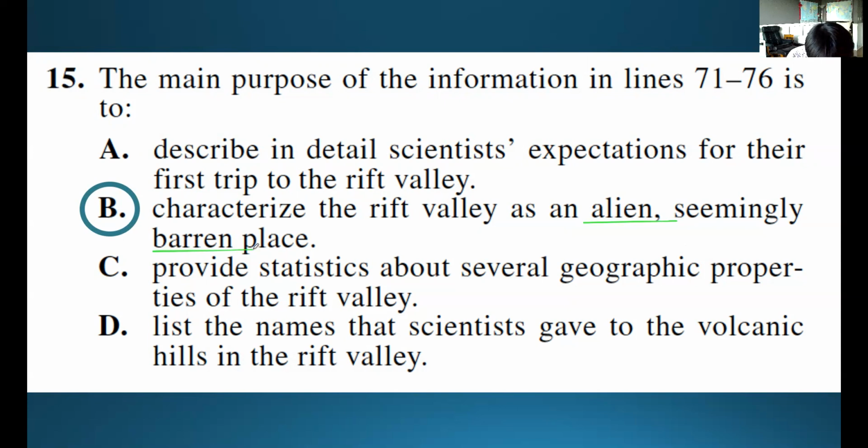And the rest of these answers are ridiculous, right? In 71 to 76, there is no statistic. There's no numbers. Statistics are numbers, right? There's no numbers. There's no statistics. List the names. Did they list names? No. Describe in detail their expectations for their first trip to the Rift Valley.